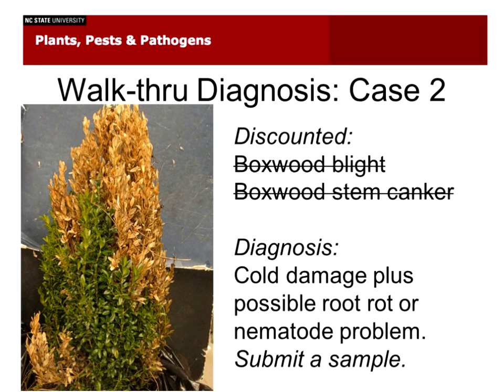Our conclusion in this case with the plant here is that we know we don't have boxwood blight. We know we don't have boxwood stem canker. We do know we have cold damage, and that there's some kind of root rot, which could be a fungal root rot, or we may have a nematode problem. So the conclusion here is that you would want to submit a sample to the clinic to confirm those things. As it turned out, the sample pictured here had both Phytophthora root rot as well as spiral nematodes. So that's our case two walkthrough, and I will turn it over to Matt for our walkthrough on case three.